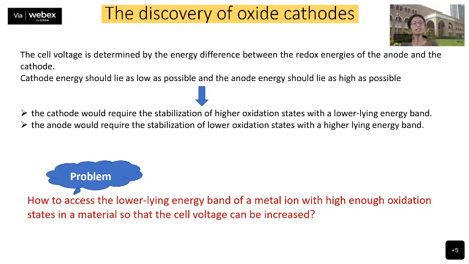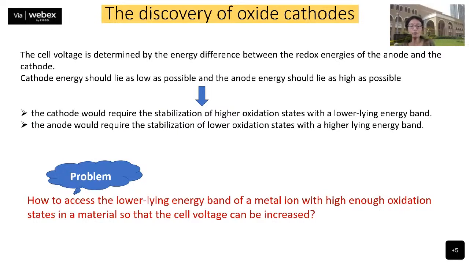So the cell voltage is determined by the energy difference between the redox energies of the anode and the cathode. And so the cathode energy, as you know, should be as low as possible, and the anode energy should be as high as possible. So the cathode, what does this mean? The cathode would require stabilization of high oxidation states with very low lying energy bands, whereas the anode would require the opposite, low oxidation states with a higher lying energy band.